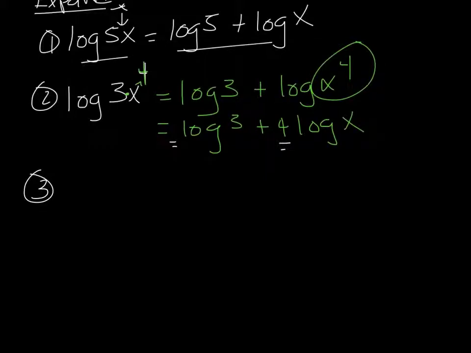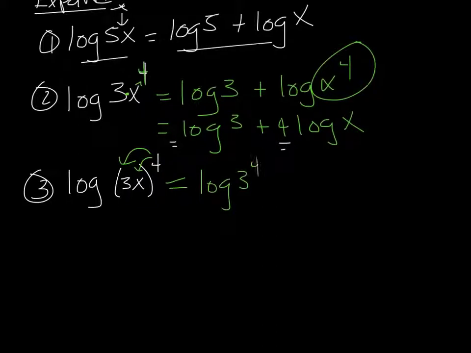Let's do this one, a very similar problem. Let's do the log of 3x to the 4th. Notice it's the same problem, but I added some parentheses this time. So both of these are raised to the 4th power. And I know how to play with this. I know that I can distribute this exponent. So I really have the log of 3 to the 4th times x to the 4th. And both of these are going to get a 4th power applied to them.